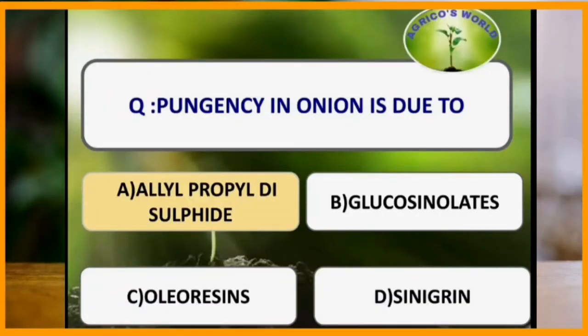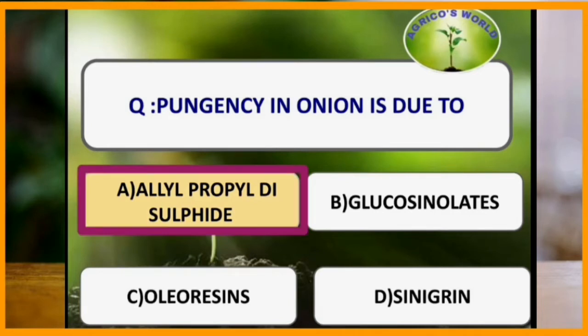Pungency in onion is due to the presence of which substance? The pungency in onion is due to the presence of allyl propyl disulfide, whereas the pungency in garlic is due to the presence of diallyl disulfide.